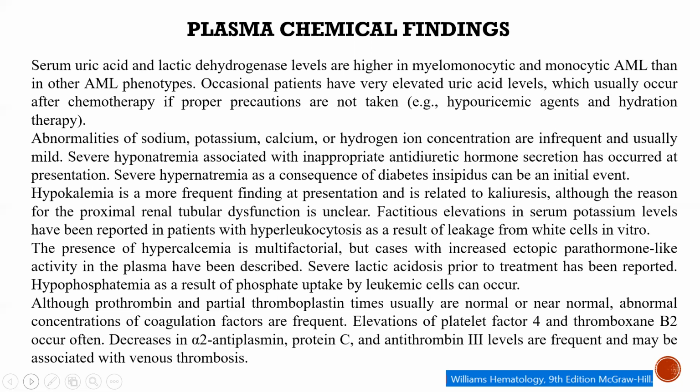Also, prothrombin and partial thromboplastin times usually are normal or near normal. Abnormal concentrations of coagulation factors are frequent. Elevation of platelet factor 4 and thromboxane B2 occurs often. Decreases of alpha-2 antiplasmin, protein C, and antithrombin III levels are frequent and may be associated with venous thrombosis.